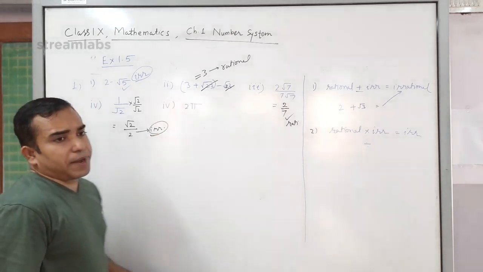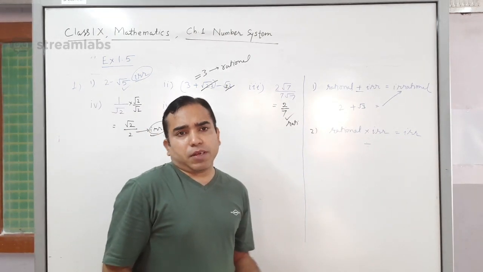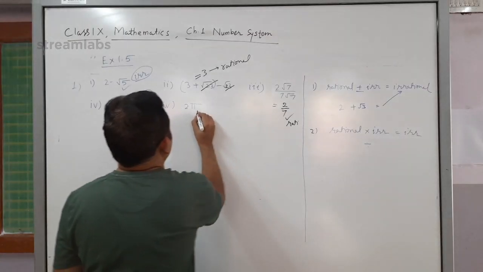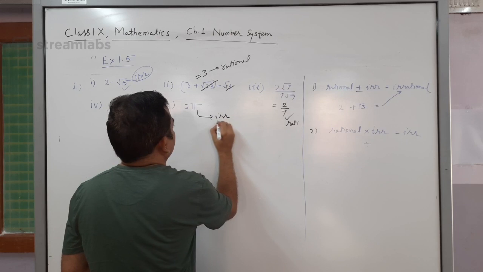Right. 2 pi. Pi is an irrational number. 2 is rational. So rational into irrational will become irrational. So this is irrational. Right.